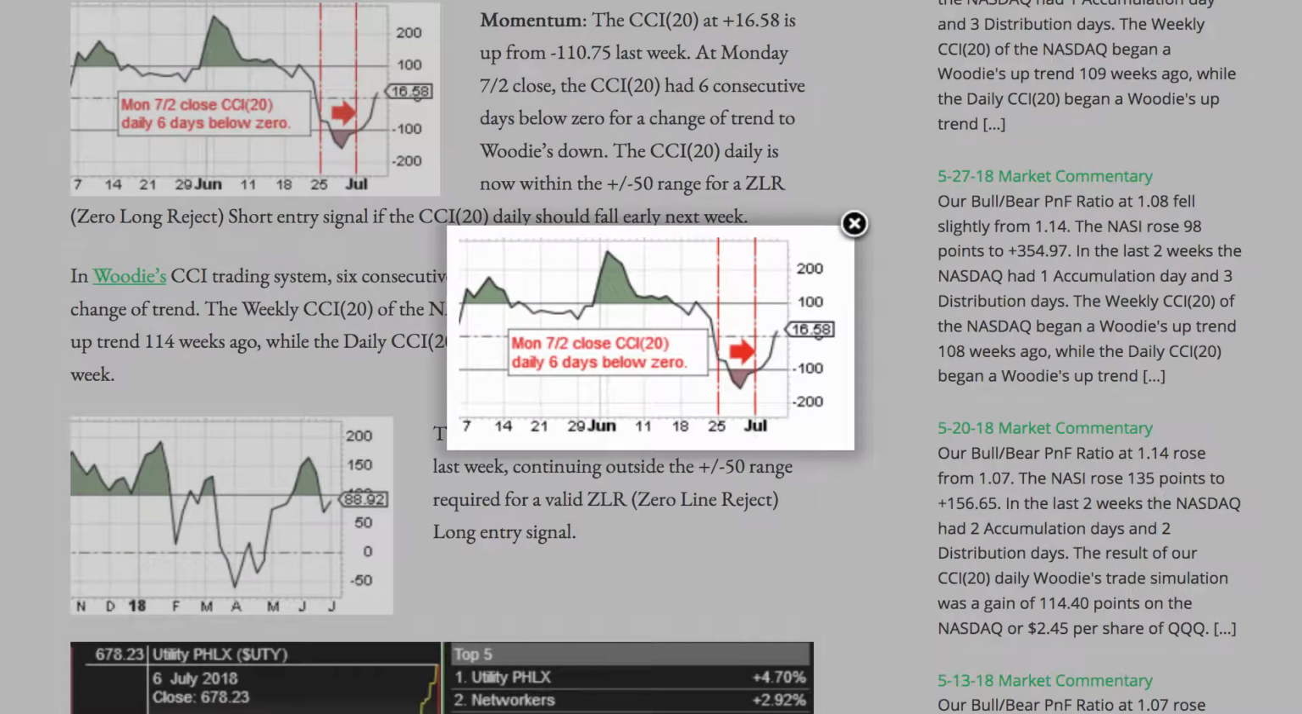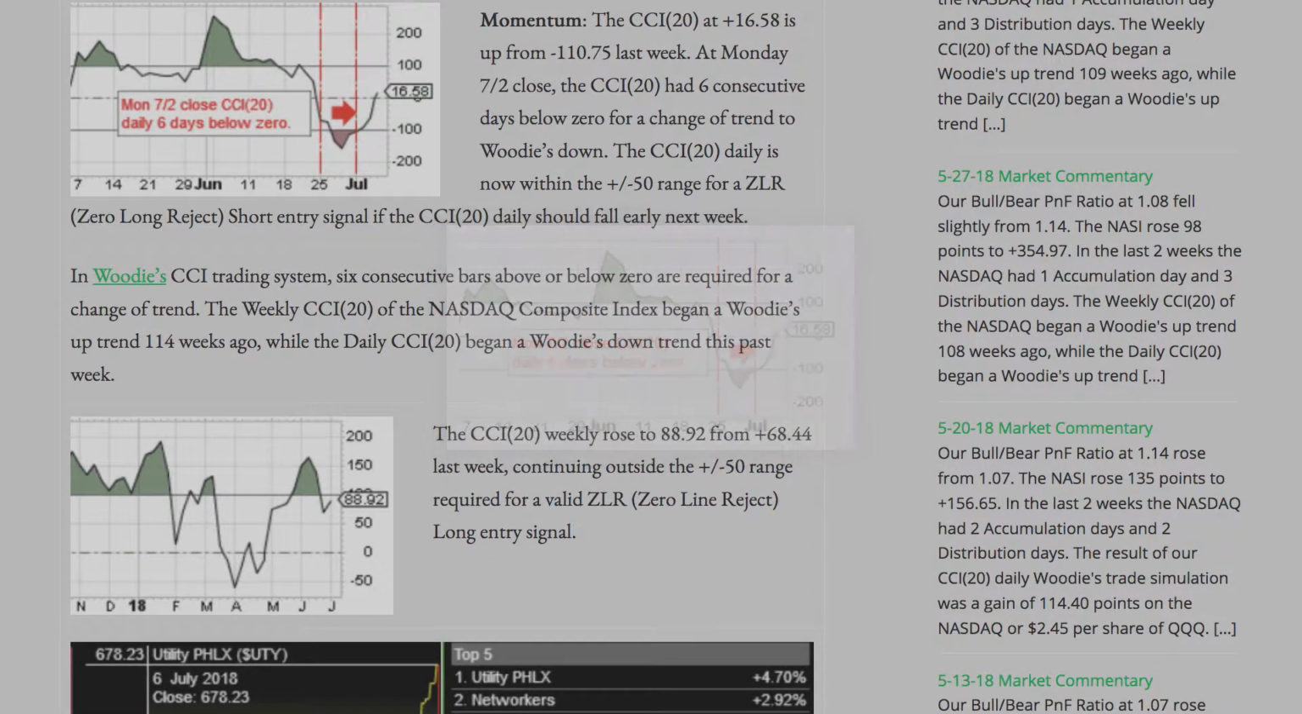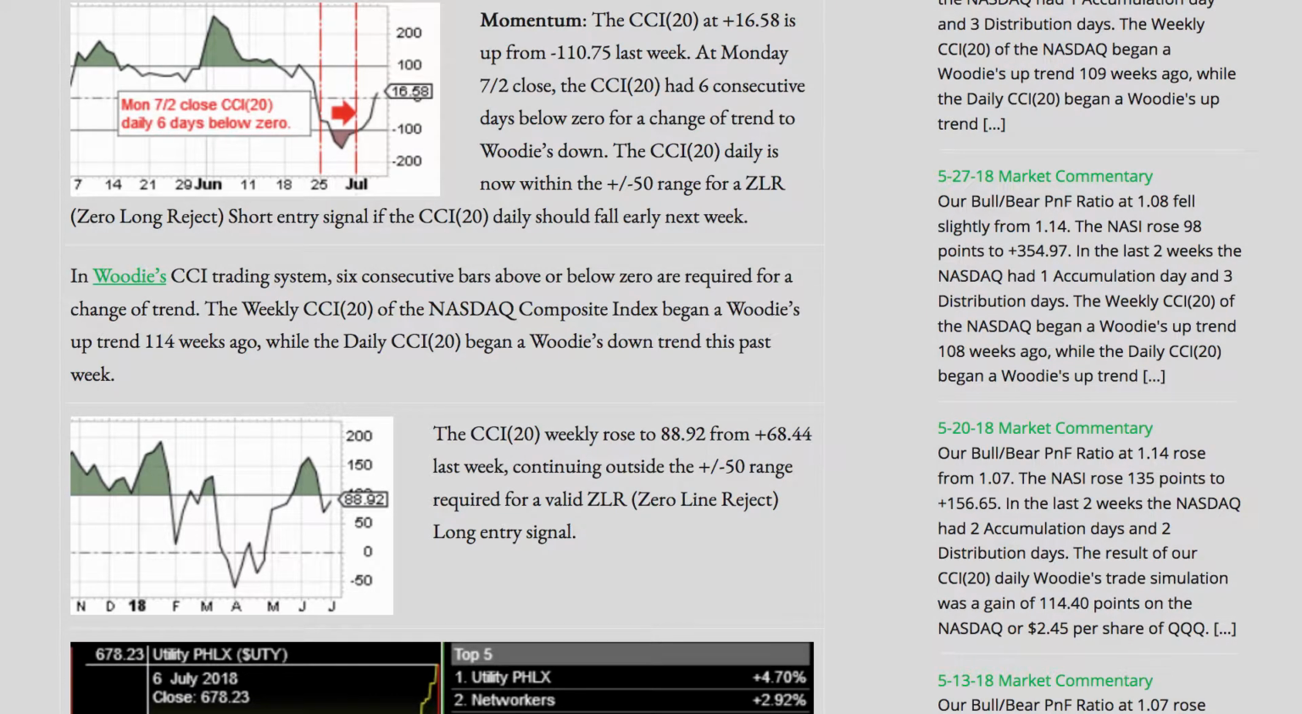Momentum. The CCI 20 daily at a positive 16.58 is up from a negative 110.75 last week. At Monday, 7/2 close, the CCI 20 daily had 6 consecutive days below zero for a change of trend to Woody's down. The CCI 20 daily is now within the plus or minus 50 range for a zero line reject short entry signal if the CCI 20 daily should fall early next week. In Woody's CCI trading system, 6 consecutive bars above or below zero are required for a change of trend.